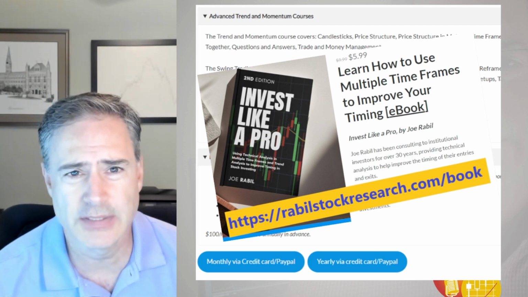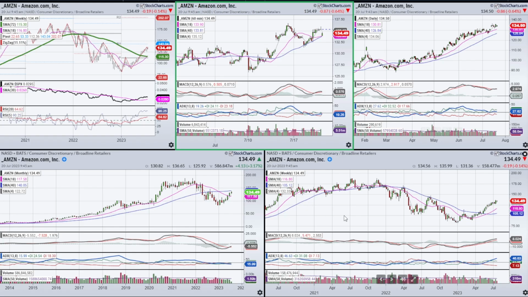Let's go ahead and look at the symbols now. As we move into the symbols, I'm going to start with Amazon since I had this chart up, and then I'm going to go into the index that I typically look at to start things off.